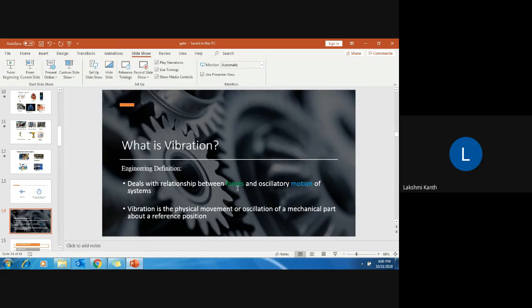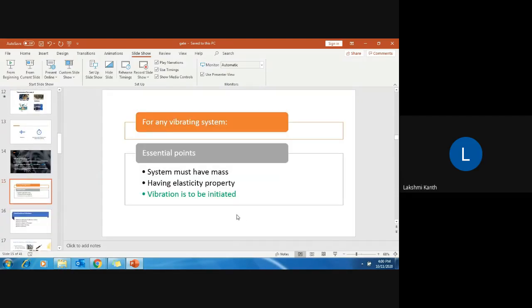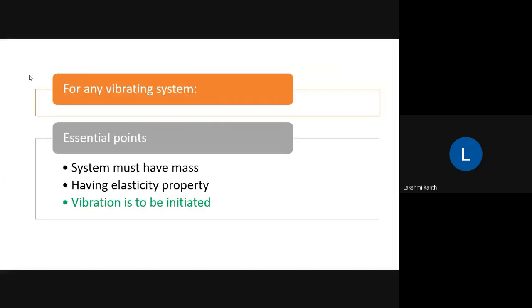We'll see one by one. And vibration is the connection between the forces and the motion of the systems. I think all this is covered. For any vibrating system, these are some essential points: the system must have mass, having the elasticity property, and vibration is to be initiated. This third point is very, very important.